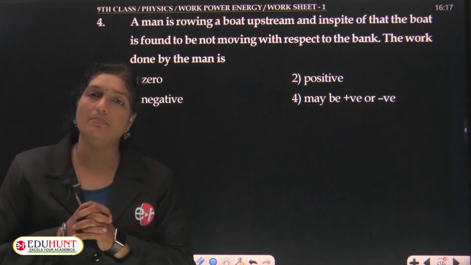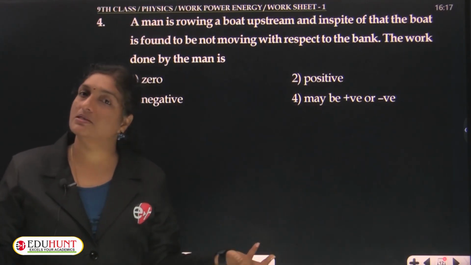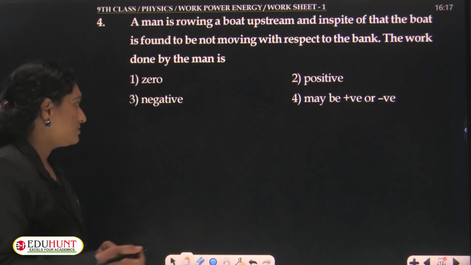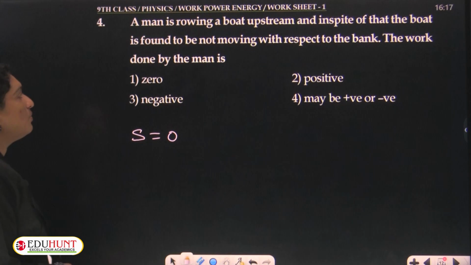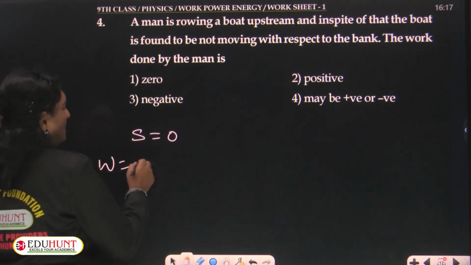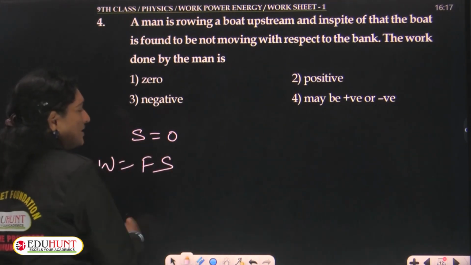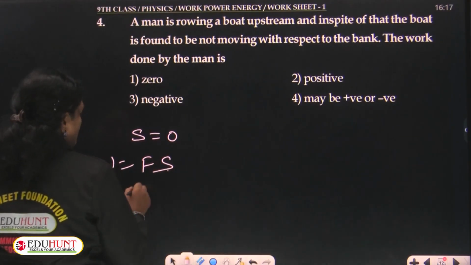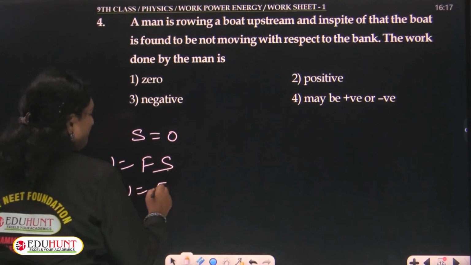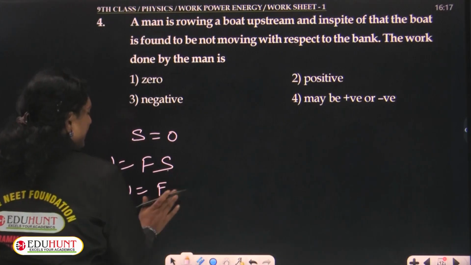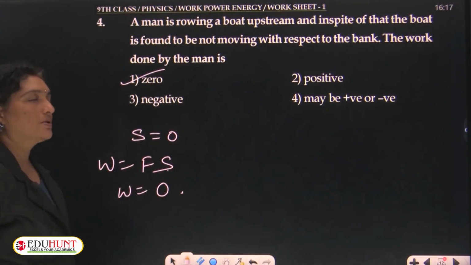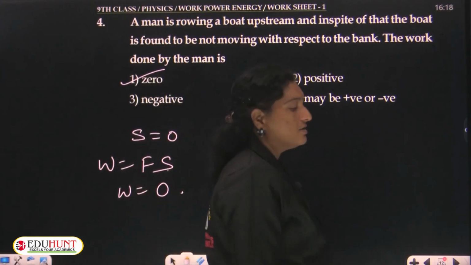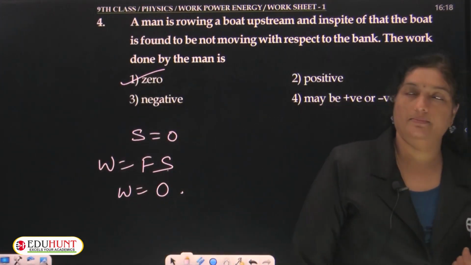But how is the boat? The displacement of the boat is given as 0. The work done by the man is equal to F dot S. Since S is equal to 0, then W equals F multiplied by 0, and that will give you 0 work done. Hence, the correct option is option 1, that is 0 work done.